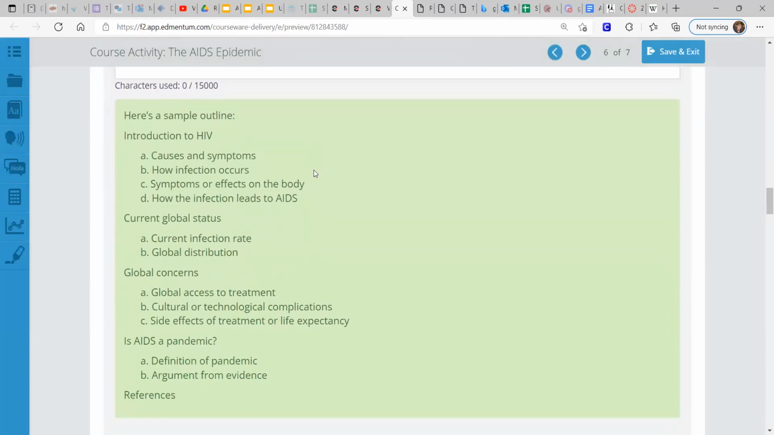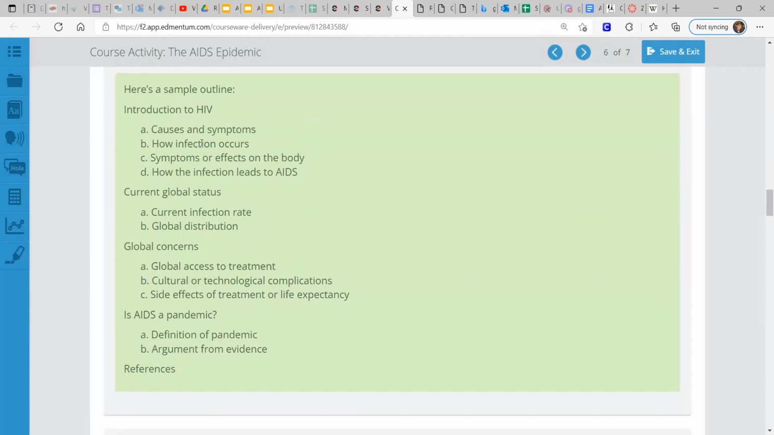And here is a sample outline for the HIV. You can do an introduction to HIV. What causes it? What are some of the symptoms? How does it occur? Effects on the body. How does it develop into AIDS?